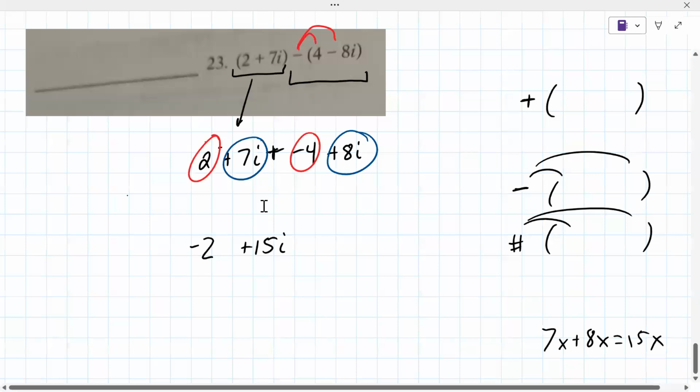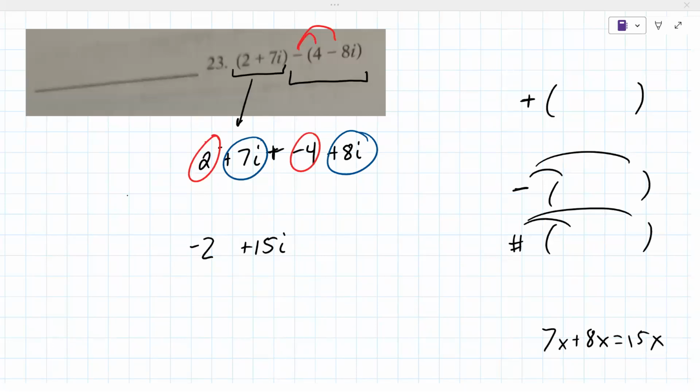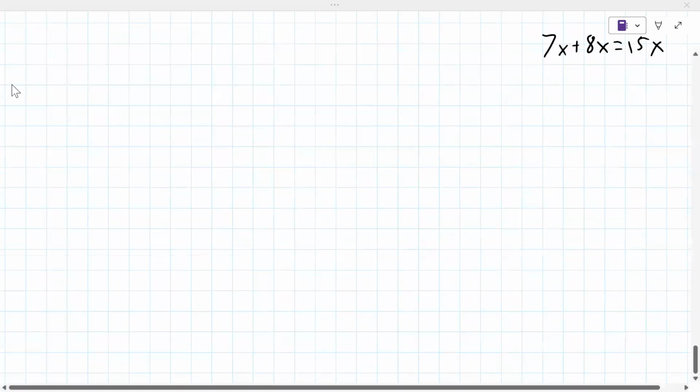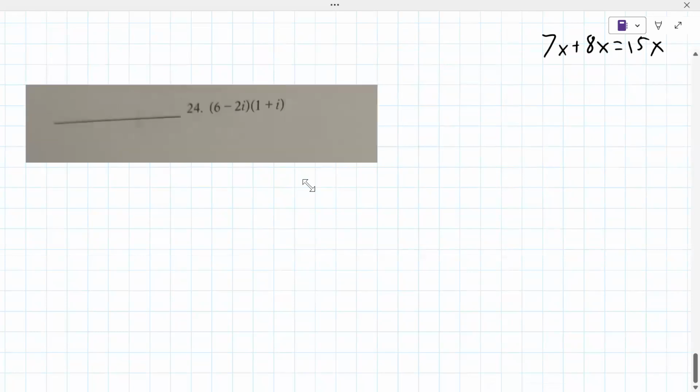Sound good? 15. Gets more difficult. That was the easy one. I mean, we'd like to do a bunch of ones like that, but we just don't have time for it. All right.